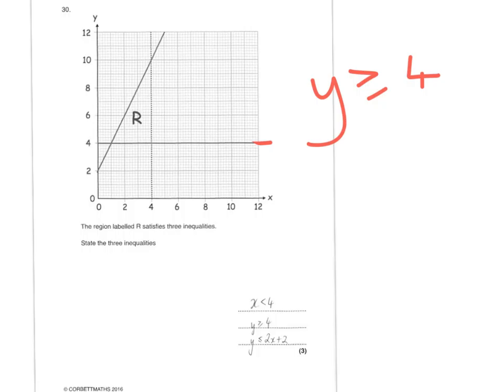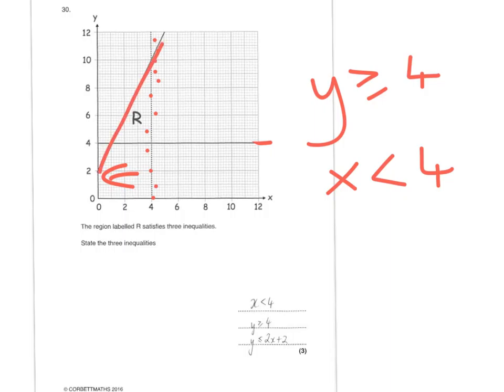That's 1. Second one, we'll do another easy one. Now this line's dotted. It's going this way, and it's going through 4. And the region's to the left of this line. So we know now that x is smaller than 4 because it's that side of the line. And that's the line, x equals 4. It's not equal to because the line's dotted.